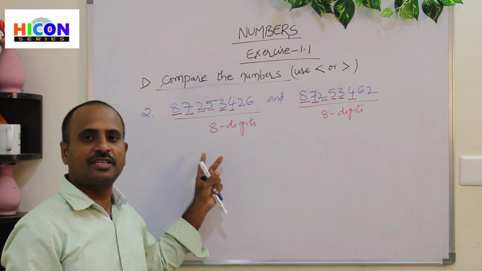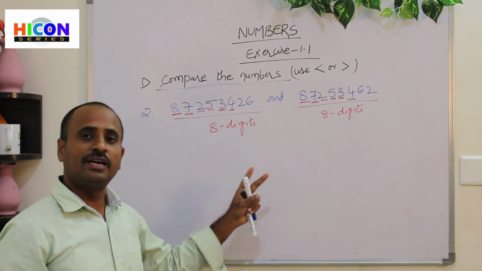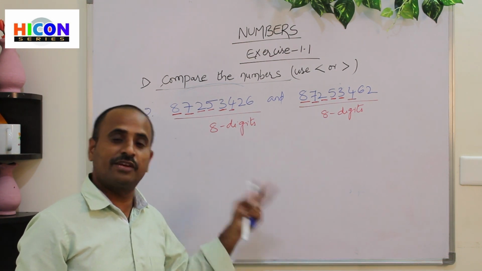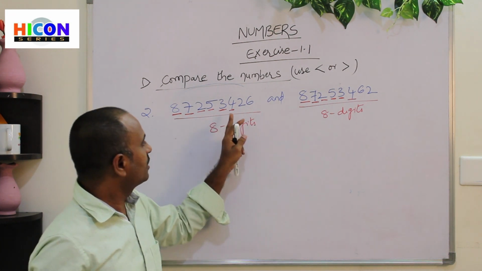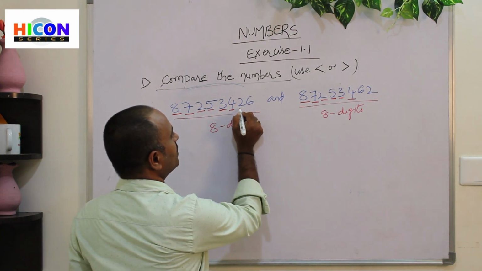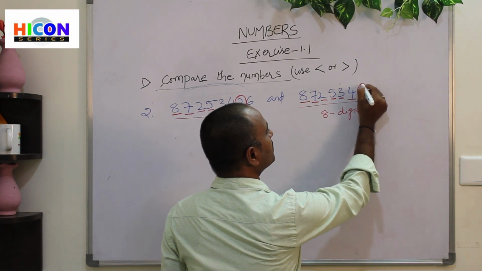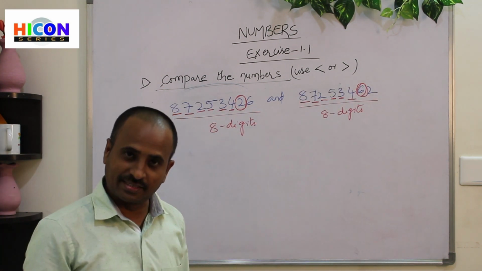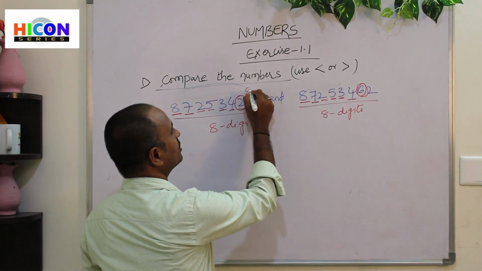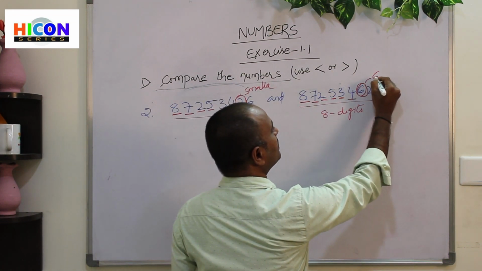Here the first digits are same, second digits are same, third digits are same. Then compare the fourth digit, and if the fourth digits are also same, then compare the fifth digit. If the fifth digits are also same, then compare the sixth digits. Here the sixth digits are also same, then compare the seventh digit. Here the seventh digit is 2, and in this number the seventh digit is 6. Among 2 and 6, which one is greater and which one is smaller? 2 is smaller and 6 is greater.